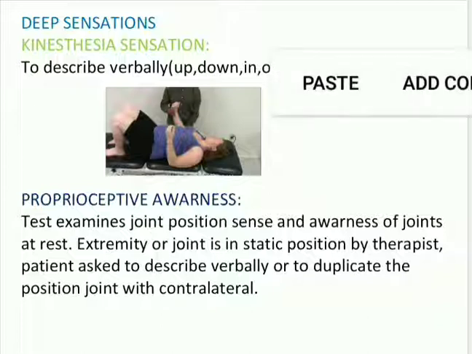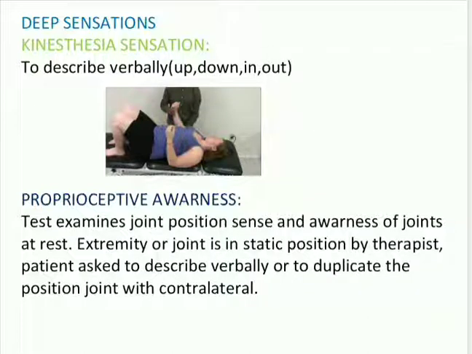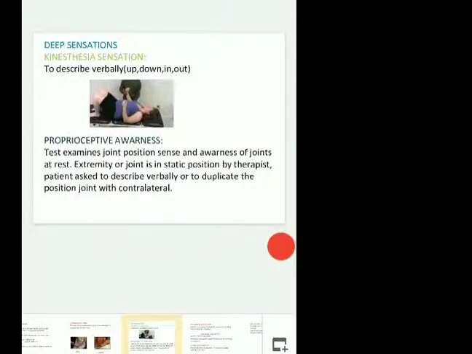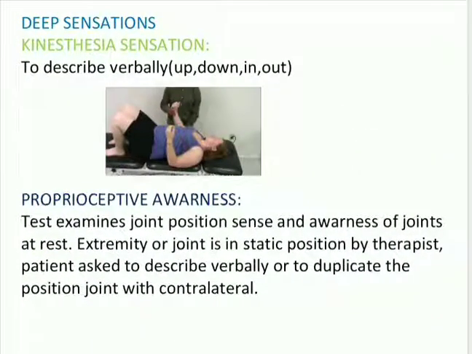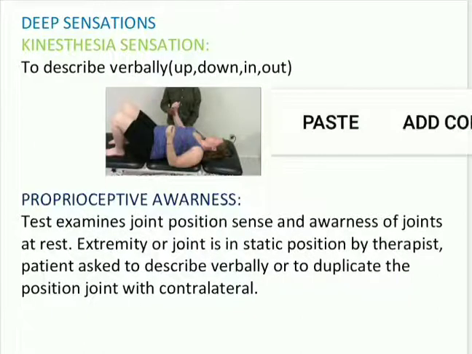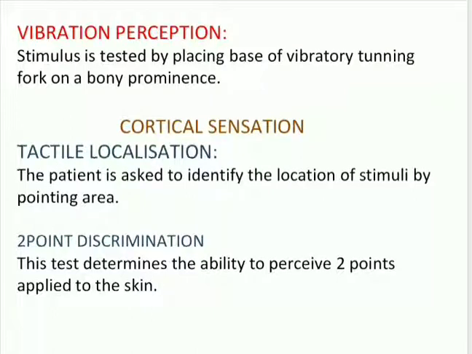And proprioceptive awareness. Firstly, the patient should have eyes closed. First the therapist positions the limb and returns it back to rest, and then the patient should place the same limb in the same position. That is proprioception awareness. And next comes vibration perception.